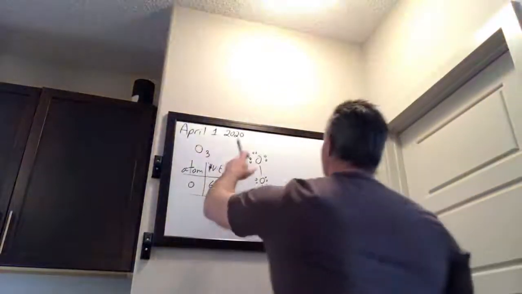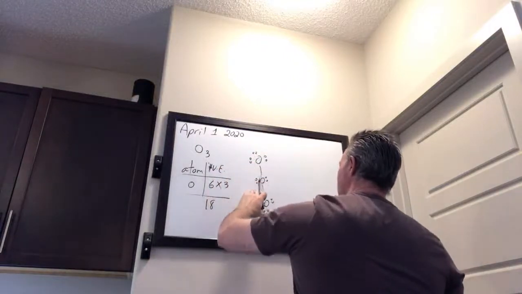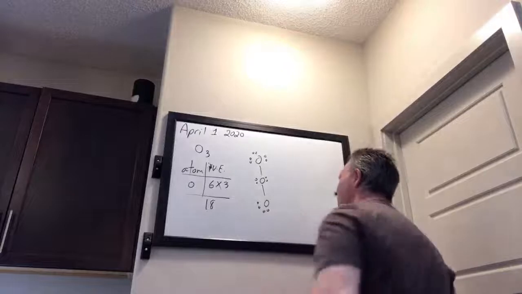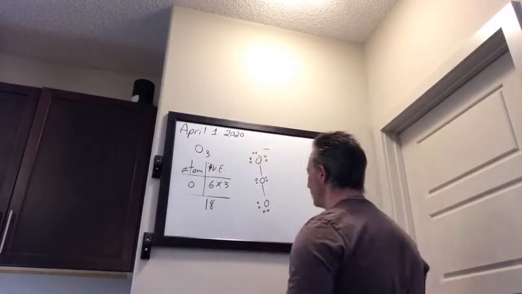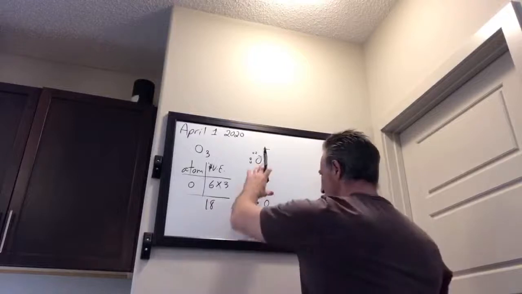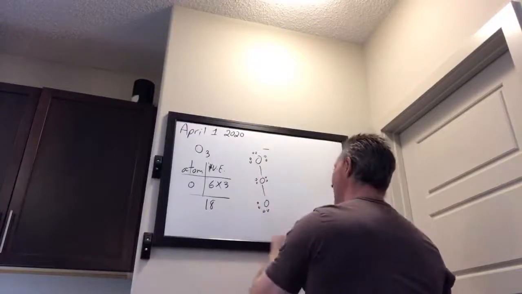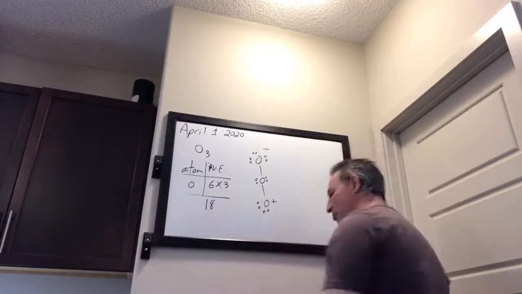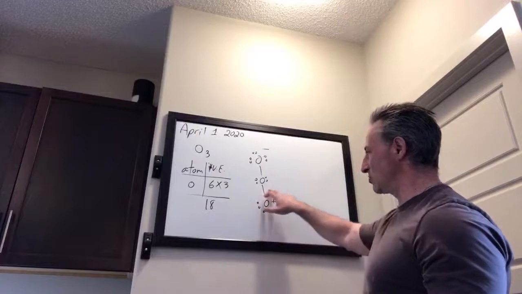Wait a minute, I put too many. 2, 4, 6, 8, 10, 12, 14, 16, 18. Okay, so if you draw it this way, you're going to have a negative charge on this one. This will have an octet, which is fine, 2, 4, 6, 8. This doesn't have an octet, and on top of that, it doesn't have full possession of 6 electrons. It's only got possession of 5. 2, 4 plus 1 gives you 5.